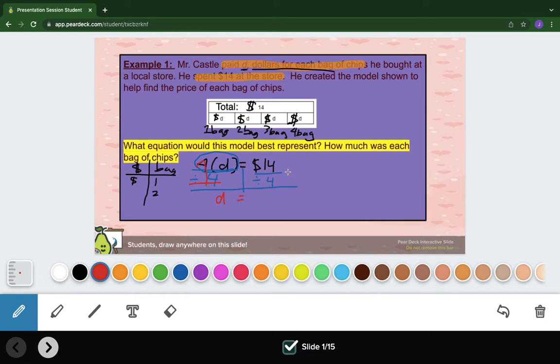You can either simplify, then divide. So here I can easily simplify my fraction, my 14 over 4, by 2. So I can divide both of them by 2.